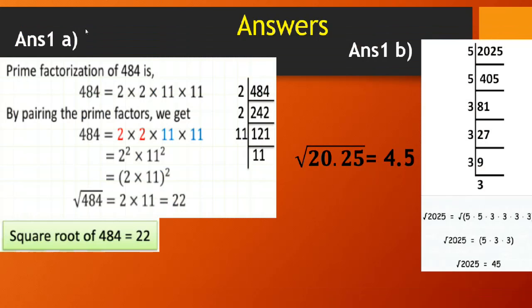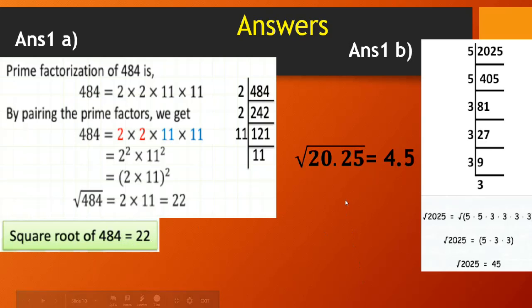Question number 1 was basically to find the square root of 484 through prime factorization. So 484 is equal to 2 into 2 into 11 into 11. So we found the prime factorization of 484. After that, we pair the prime factors 2 and 11, multiply them, and we get our answer, 22. So the square root of 484 is 22.